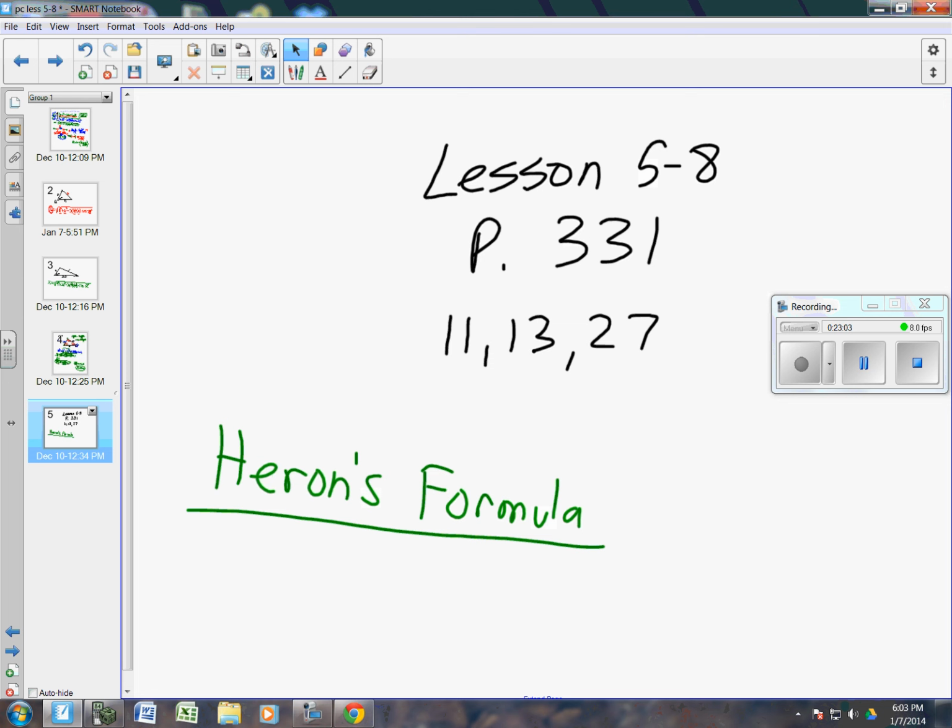And that formula is found on page 330. Okay, the page before your assignment. And so you're going to need to look for that. It's a pretty simple formula. Just got to find S and then substitute the sides in and S into that formula and solve it. Put it in your calculator. That's called Heron's formula.